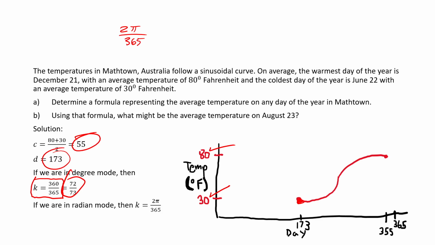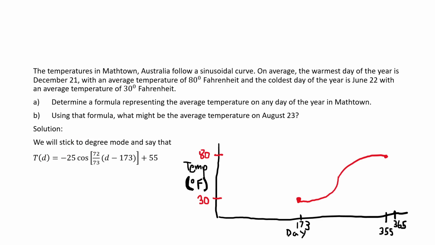That's a rational number. I'll use it. And so making sure that we're in degree mode, we'll say that this is our K value. But if you want to go into radian mode and let K be 2 pi over 365, that's your right as well. And so putting everything together, we can see that our temperature at any day of the year is going to be A cos(K(x minus D)) plus C. Okay, and we get our formula that way.